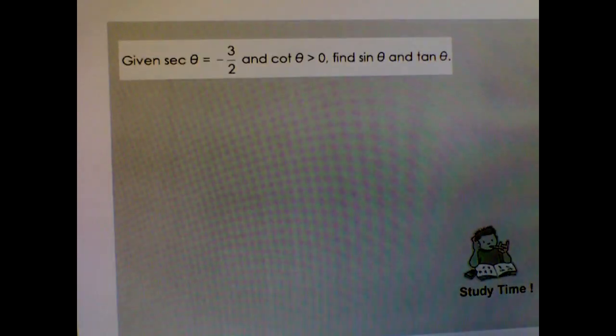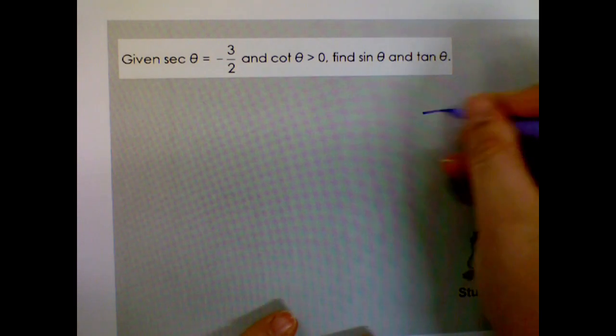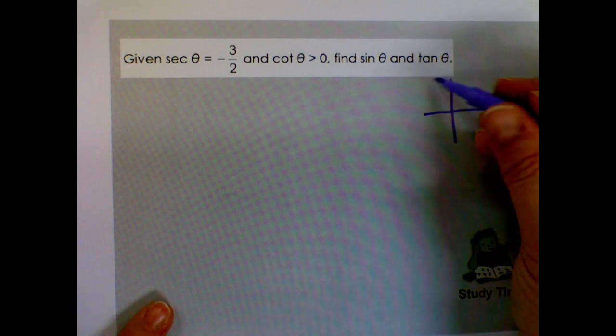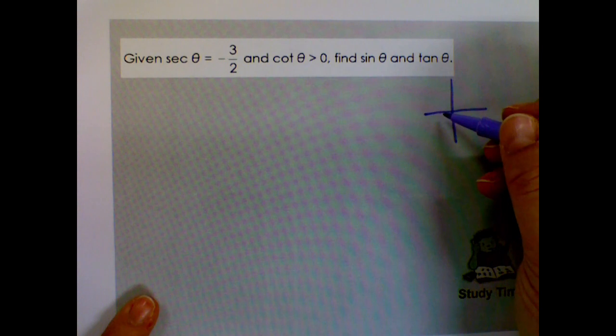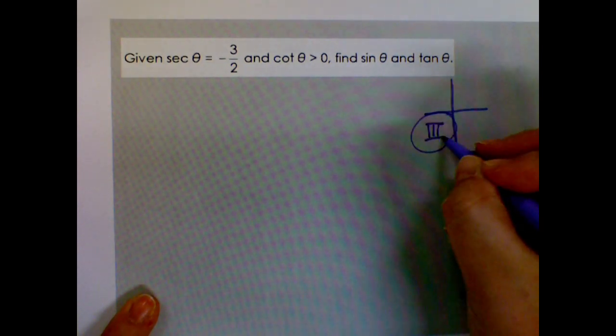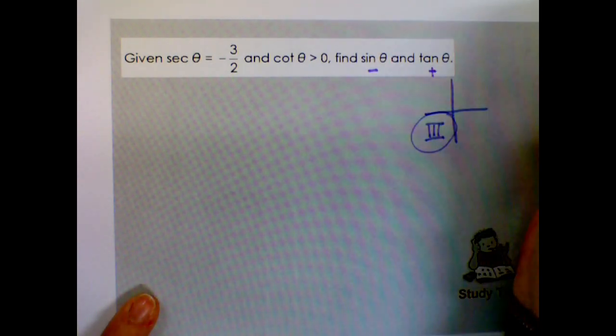All right, secant is negative 3/2. Cotangent is positive. Find sine and tangent. So secant is related to cosine. So cosine's negative, meaning we're in quadrants 2 or 3. Cotangent is positive, which means tangent's positive, which means we must be in quadrant 3, which means my sine will be negative and my tangent will be positive.